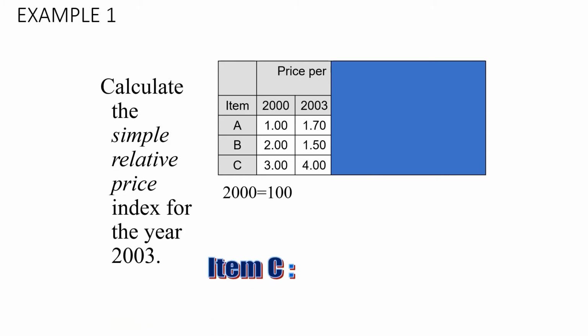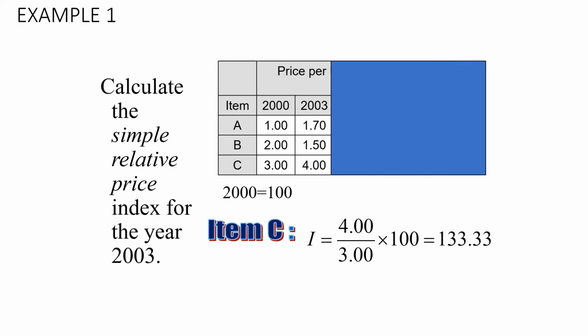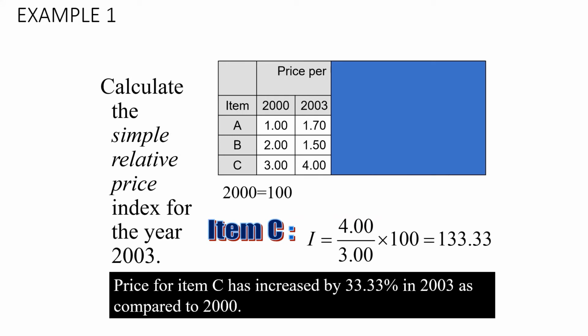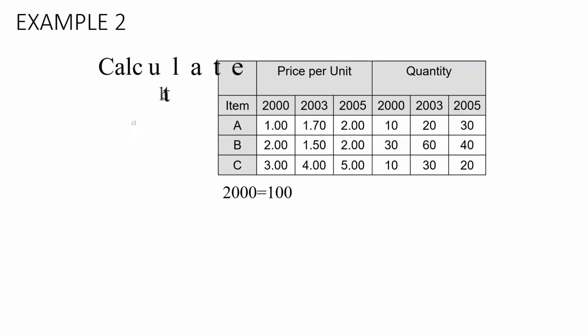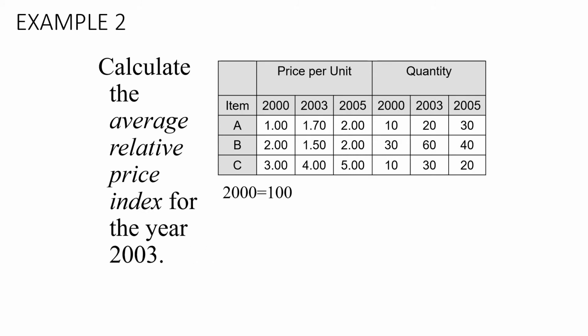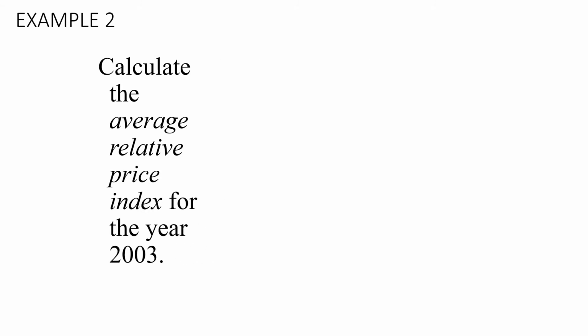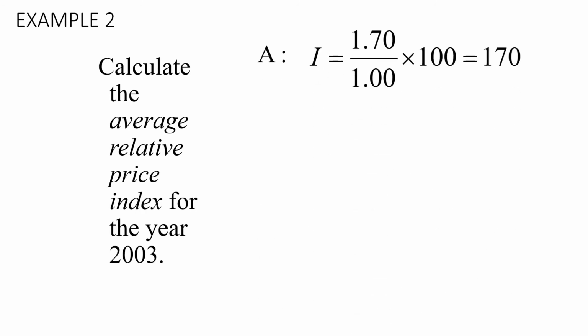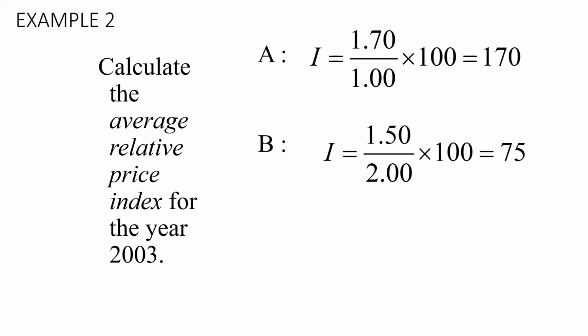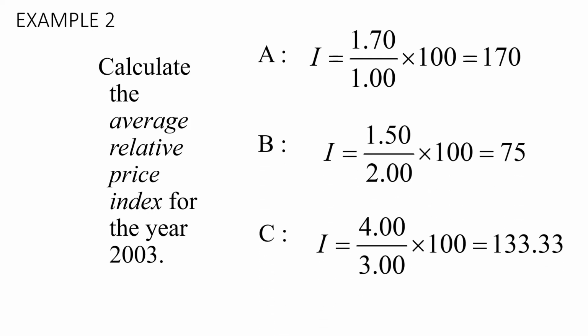For item C, the simple relative price index, I, is equal to 4 divided by 3 multiply by 100, which is equal to 133.33. Interpret. Price for item C has increased by 33.33% in 2003 as compared to 2000. Example 2. Calculate the average relative price index for the year 2003. Previously we have simple relative price index for item A equals to 170. Simple relative price index for item B equals to 75. Simple relative price index for item C equals to 133.33.